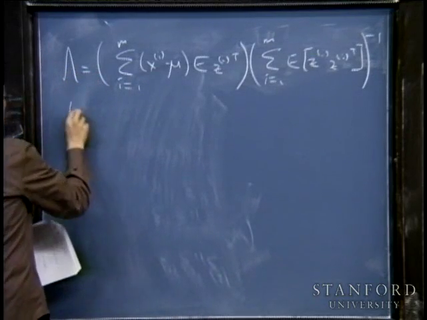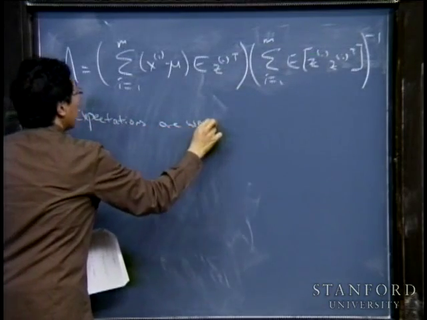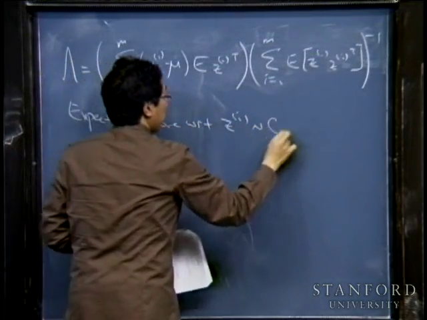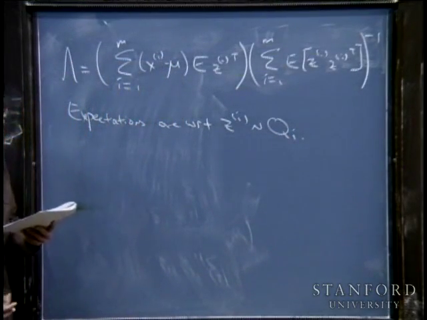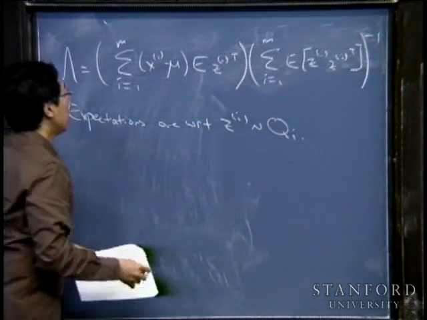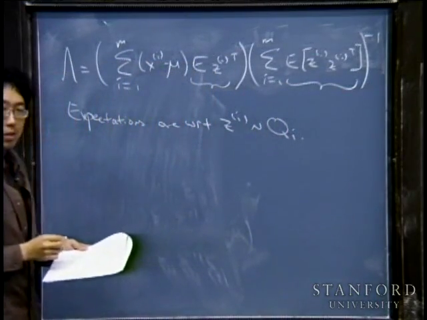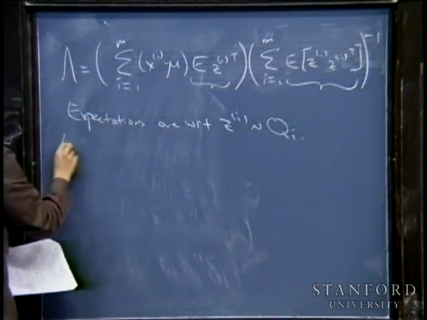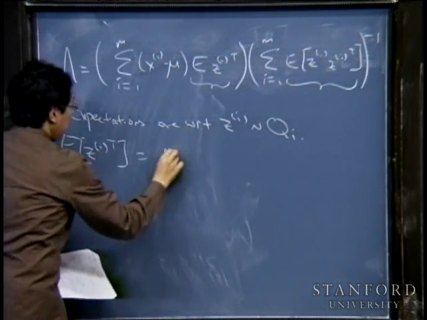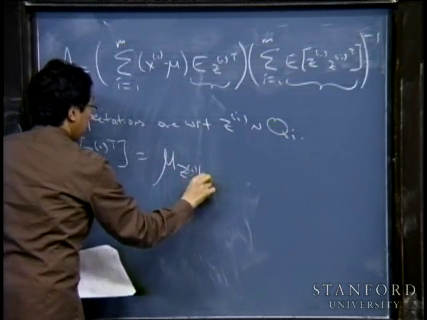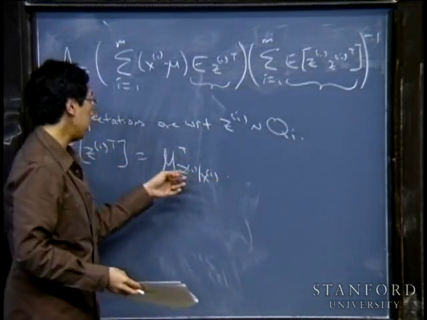Again, the expectations are with respect to zi drawn from the distributions Qi. The very last step of this derivation is we need to work out what these two expectations are. The very first term, E of zi transpose, is just mu of zi given xi transpose, because the Qi distribution has mean given by this.